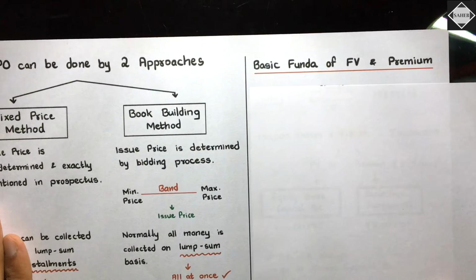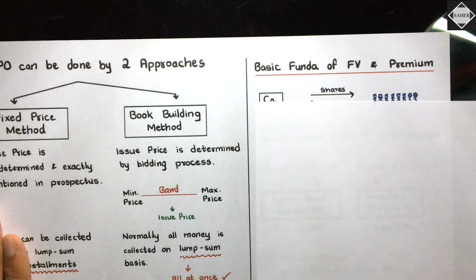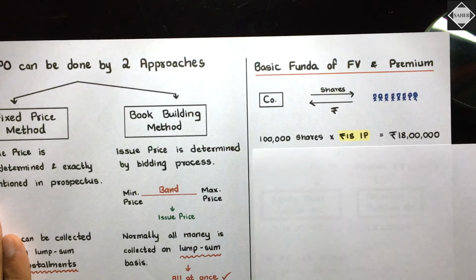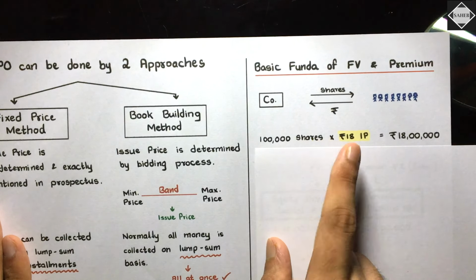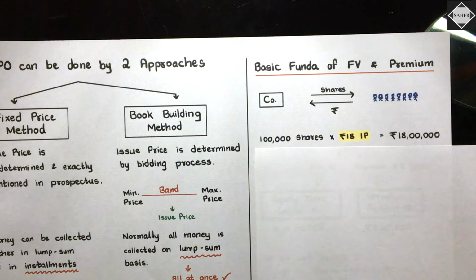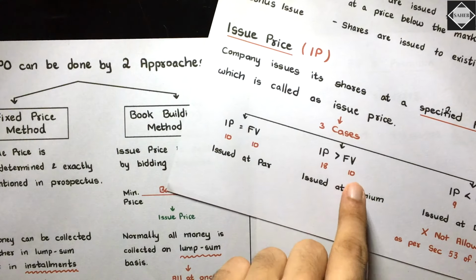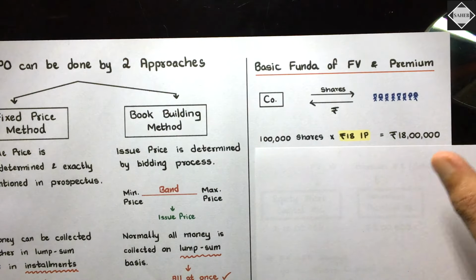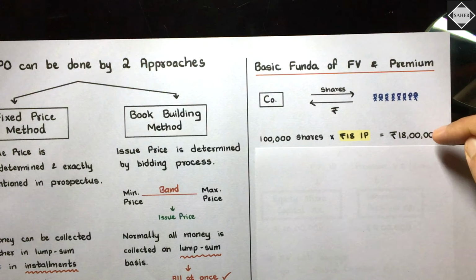See here, basic funda of face value and premium. Let's just say we have issued 1 lakh shares, at an issue price of 18 rupees. Let's just say the face value is rupees 10. So how much money are we going to get? Are we going to get 10 lakh? No, we are going to get 18 lakhs.